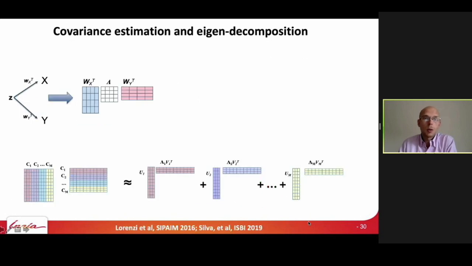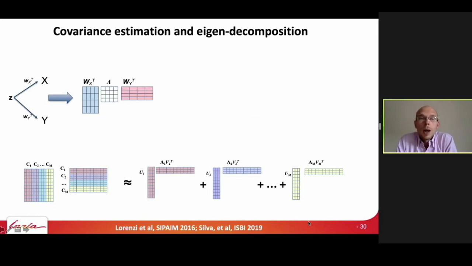And already a few years ago, we investigated how, for example, a partial least squares model, which relies on the estimation of the cross-covariance matrix between the different views, can be distributed across different centers without sharing the data.